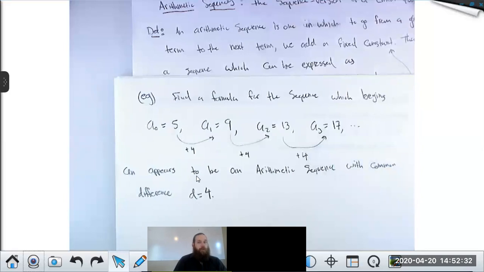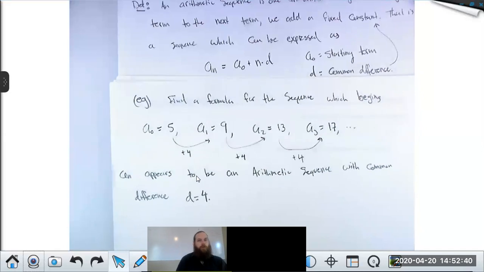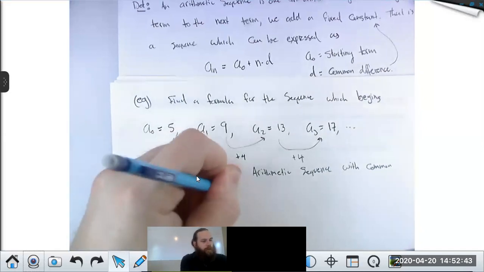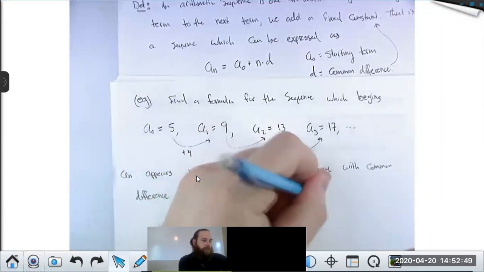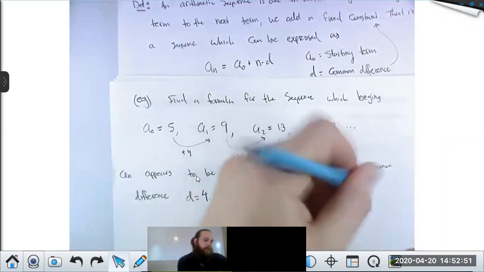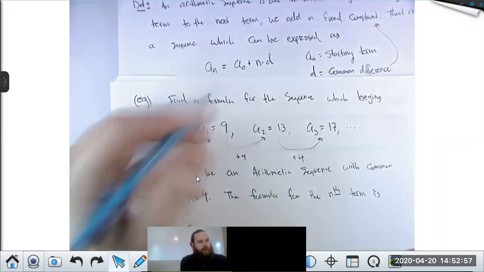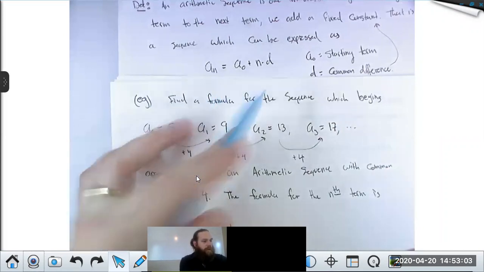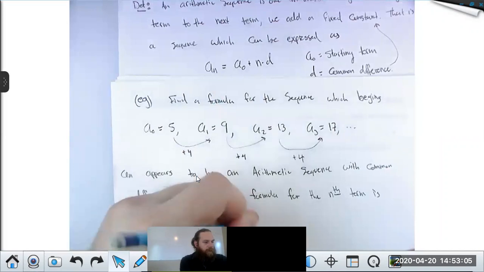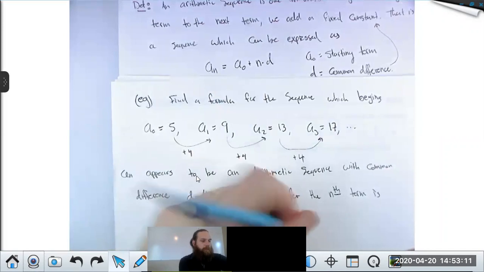Now the problem asked me to find a formula. And since I know a_0 and I know the common difference, d, I can just plug into the formula for the nth term, which is a_n equals a_0, which is 5, my starting term, plus n times d. Well, d is 4, so this is n times 4. We could write this as 4n plus 5.